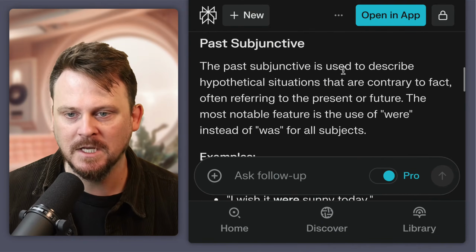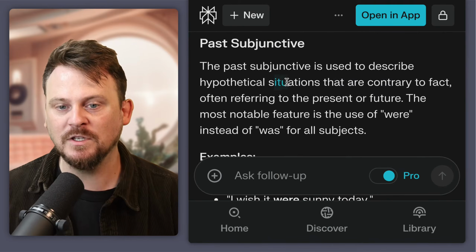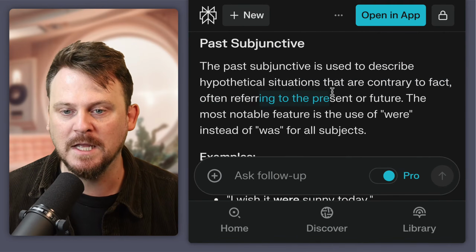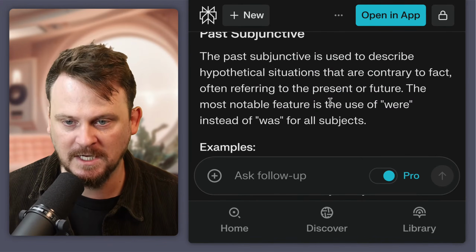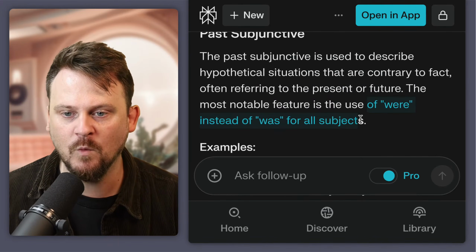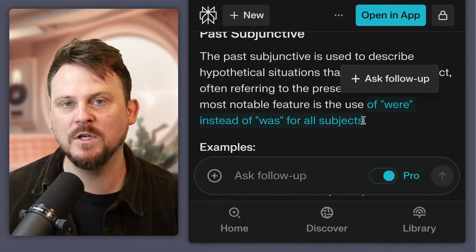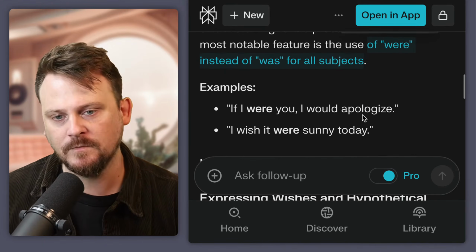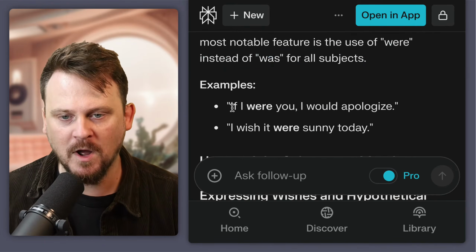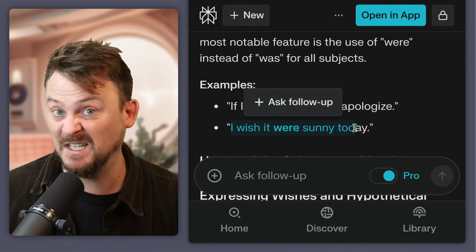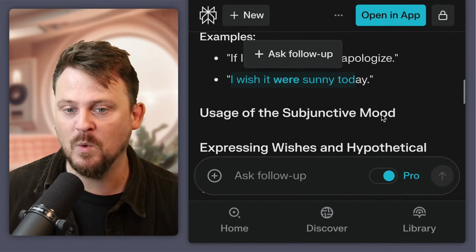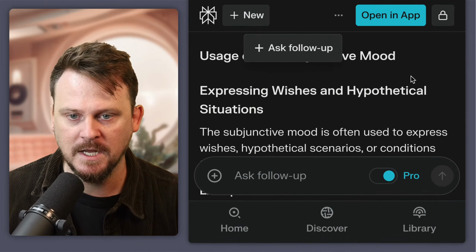Past subjunctive, used to describe hypothetical situations, often referring to the present or future. The most notable feature is the use of were instead of was. So no matter what, we're going to use were instead of was. If I were you, I would apologize. I wish it were sunny today. It's hypothetical. Is it sunny? Probably not. But I wish it were, right?